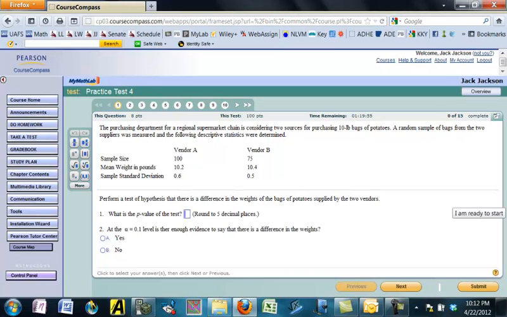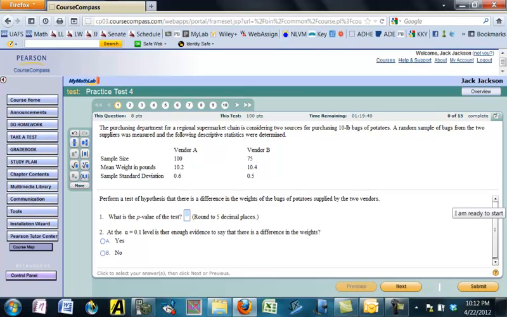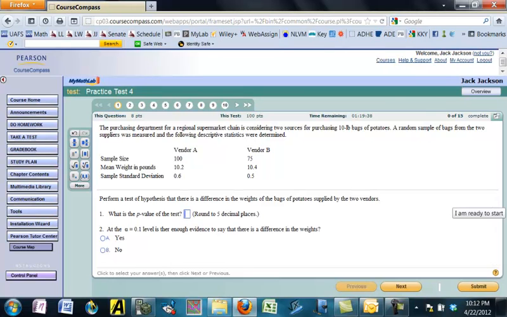Okay, question 1. The purchasing department for a regional supermarket chain is considering two sources for purchasing 10-pound bags of potatoes. A random sample of bags from two suppliers was measured, and the following descriptive statistics were determined. Okay, we have sample sizes, mean weights, and sample standard deviations for two samples.